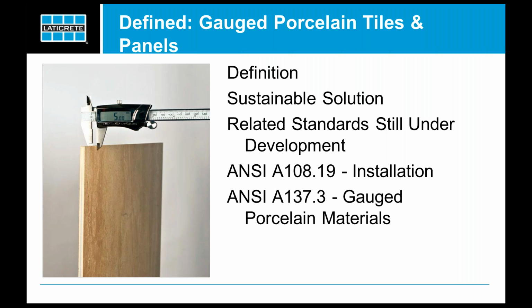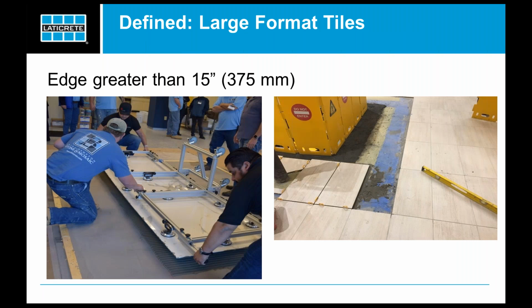And then A137.3 is the standard that defines the product itself, how it's manufactured, and what criteria is required for that panel to meet that standard. So these are the materials that range in thickness, typically from 3 millimeter all the way up to maybe 5.5 or 6 millimeter in thickness. So that's the type of tile that you see on the left-hand side here. That's that gauged porcelain panel.